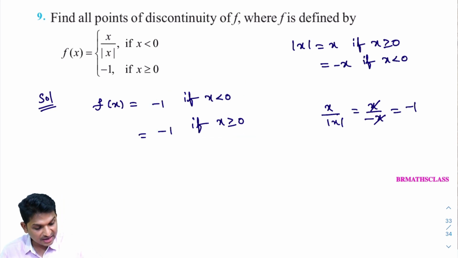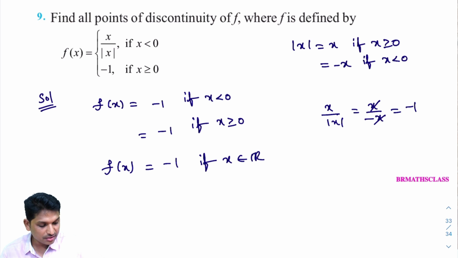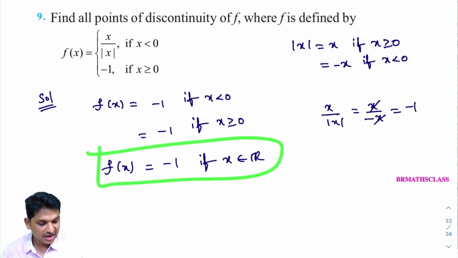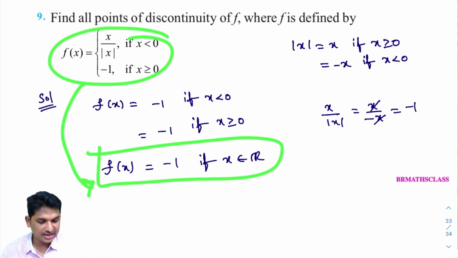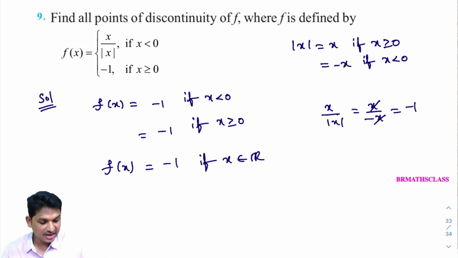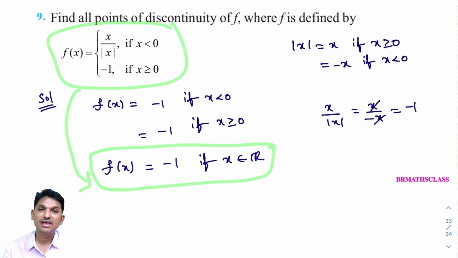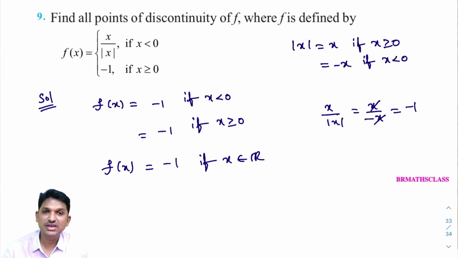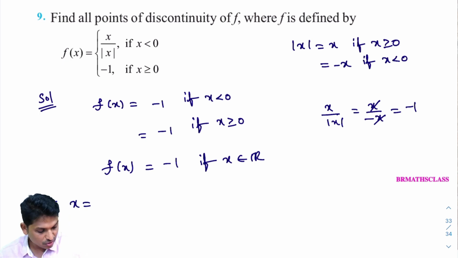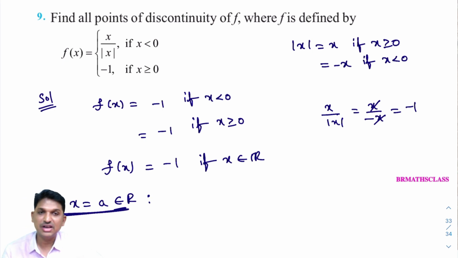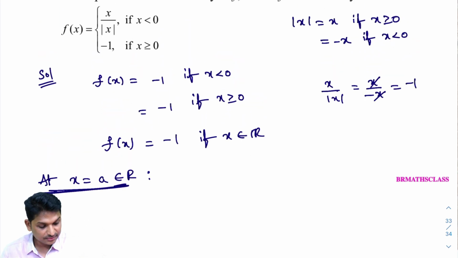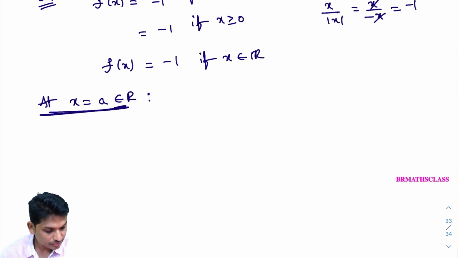So what I'll do, I'll rewrite this function: f of x equal to minus 1 when x is a real number. This is the main part. I rearranged this function. I got it like this. I hope you are understanding. Now there is no question of doing case 1, case 2 here. x equal to a is a real number. So only one case will come.